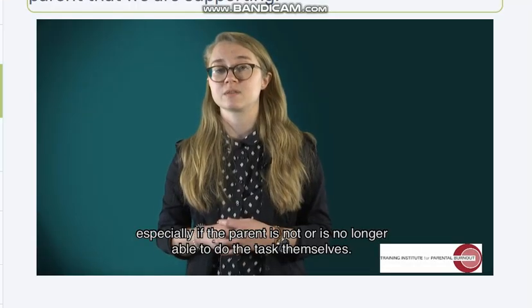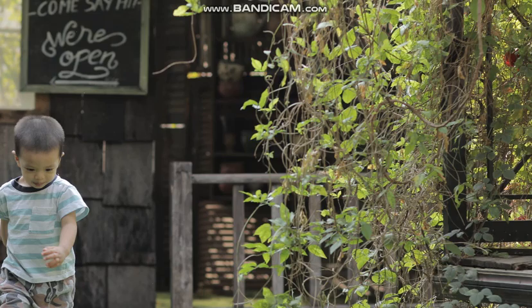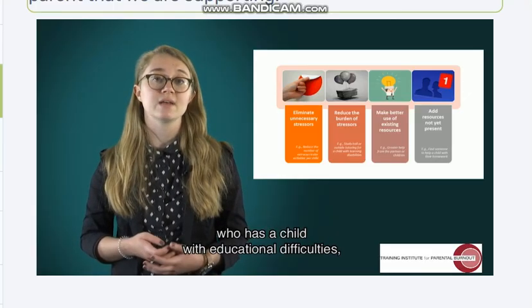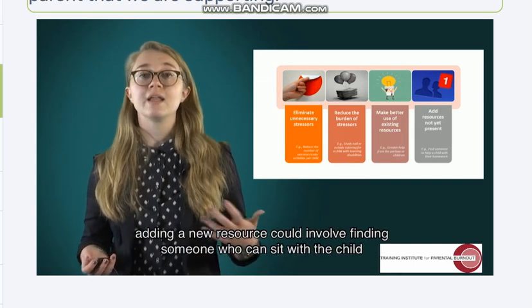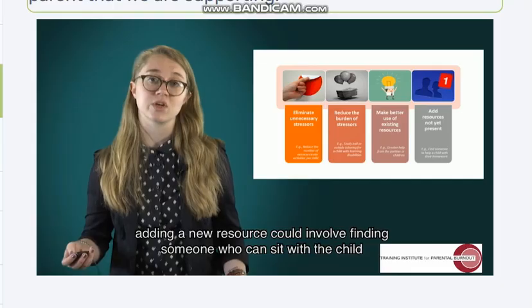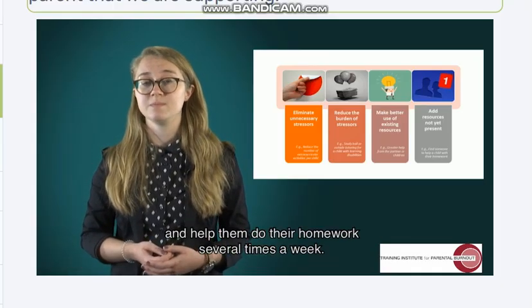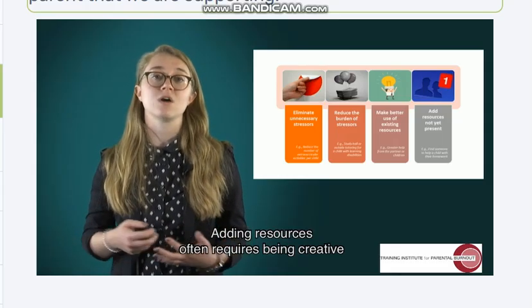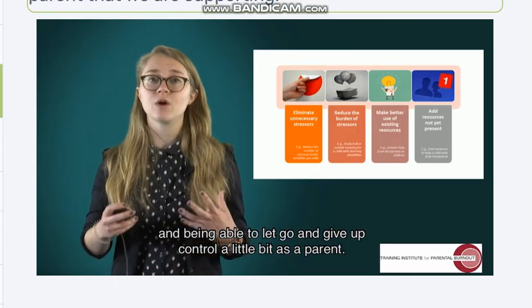And now the fourth and final strategy for readjusting a parent's balance is to add new resources that are not yet present. Through the parenting balance test, we might see that the number of available resources is quite limited for some parents. Then it might be necessary to add new resources. If we take again the example of the parent who has a child with educational difficulties, adding a new resource could involve finding someone who can sit with the child and help them do their homework several times a week. This could be a student, a retired neighbor, a relative. Adding resources often requires being creative and being able to let go and give up control a little bit as a parent.